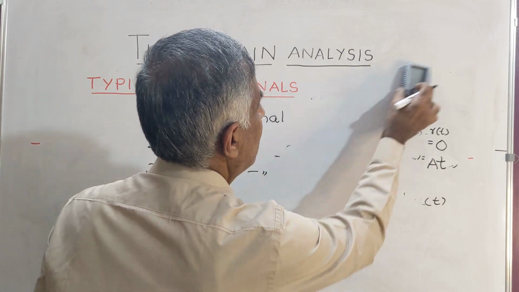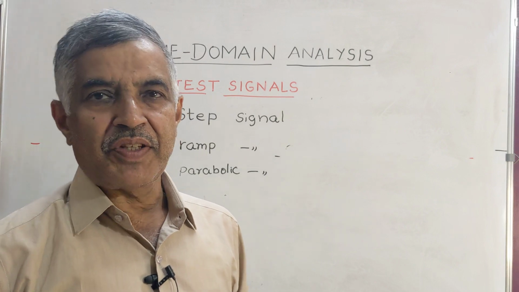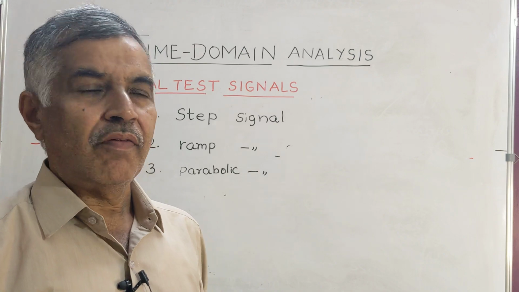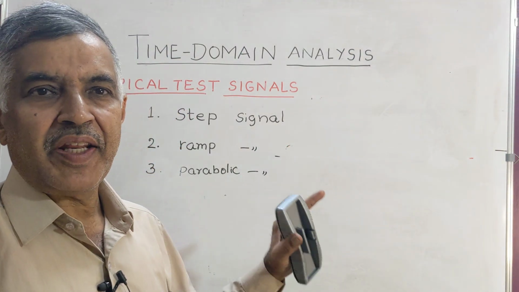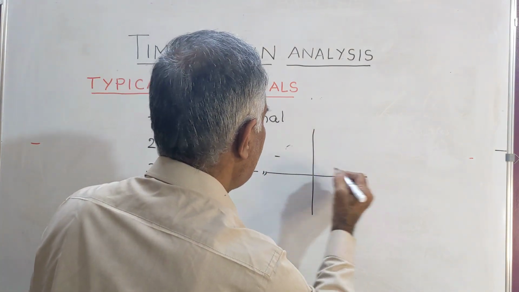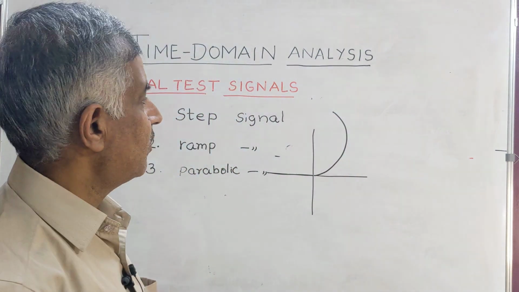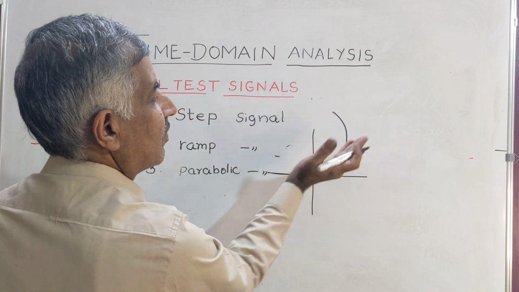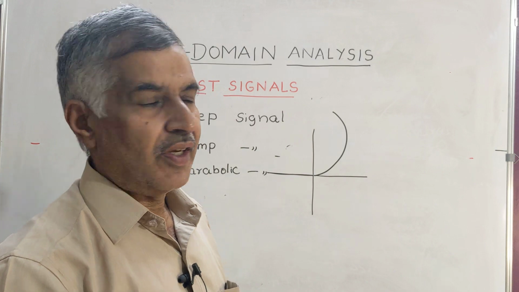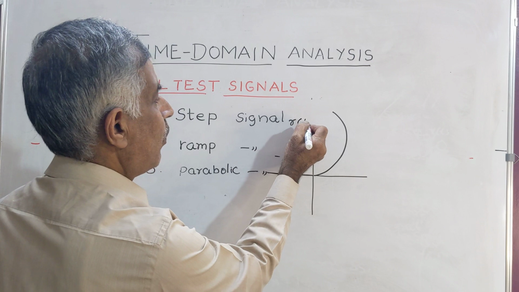Now, next is the parabolic signal. This parabolic signal is faster than the ramp signal. Why is it faster? It keeps on changing in a faster manner than ramp. So what is parabolic? You are all familiar with the parabolic graph. It is not an inclined line like this. It is taking a bend, and the changes are faster compared to the ramp signal. So this is what is called a parabolic signal.